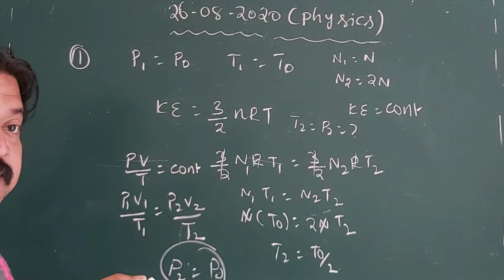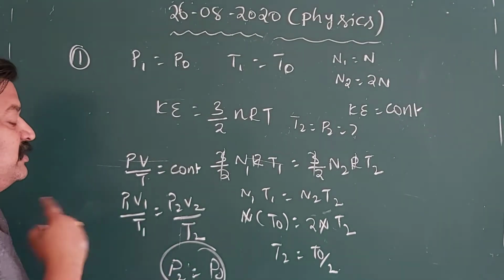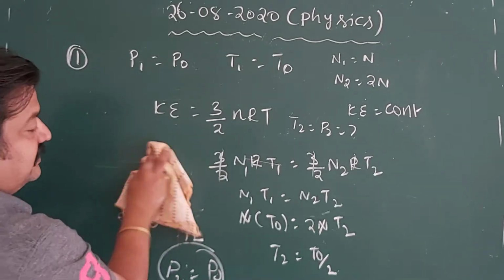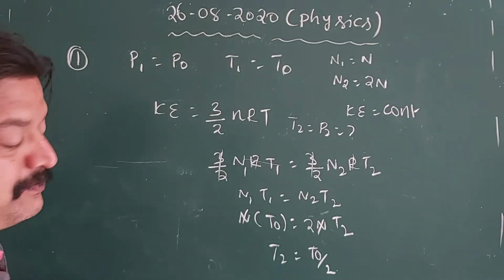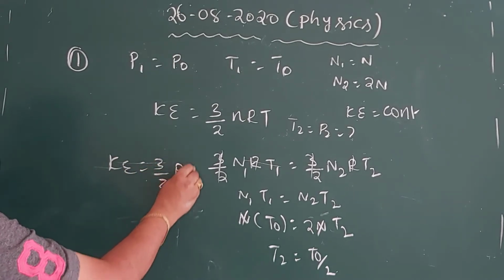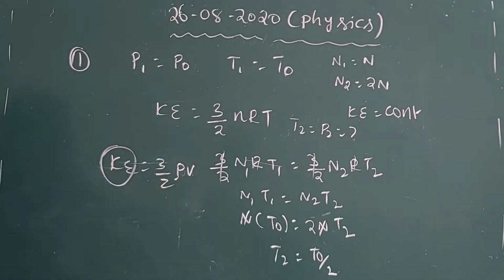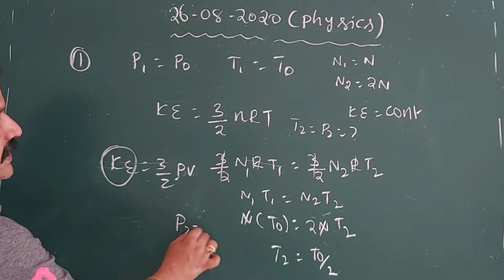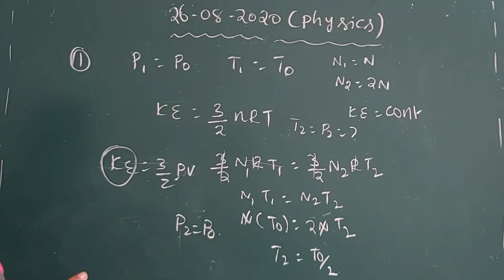If you keep the kinetic energy constant, we know the relation for kinetic energy, so even you can write it by another step. This is one method, even you can do it by another method. K is equal to 3/2 PV. If K is constant, P is also going to be constant, hence final pressure P2 is equal to the same P0, hence option 4 is correct.